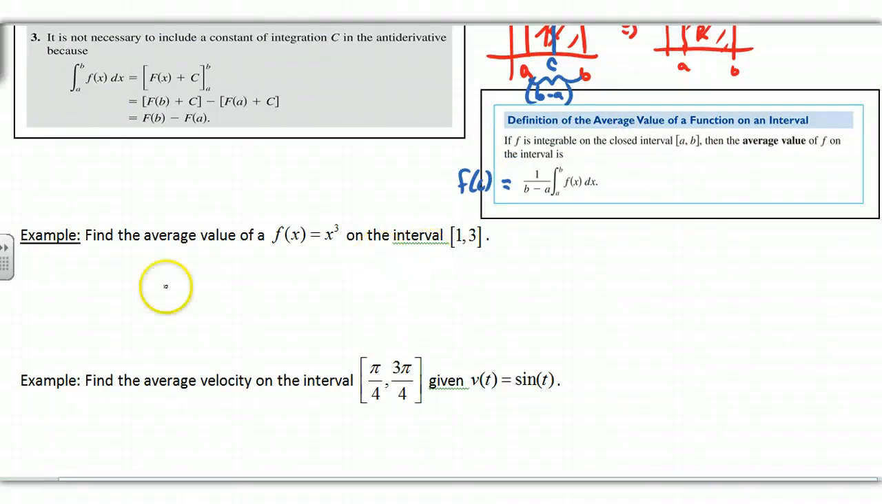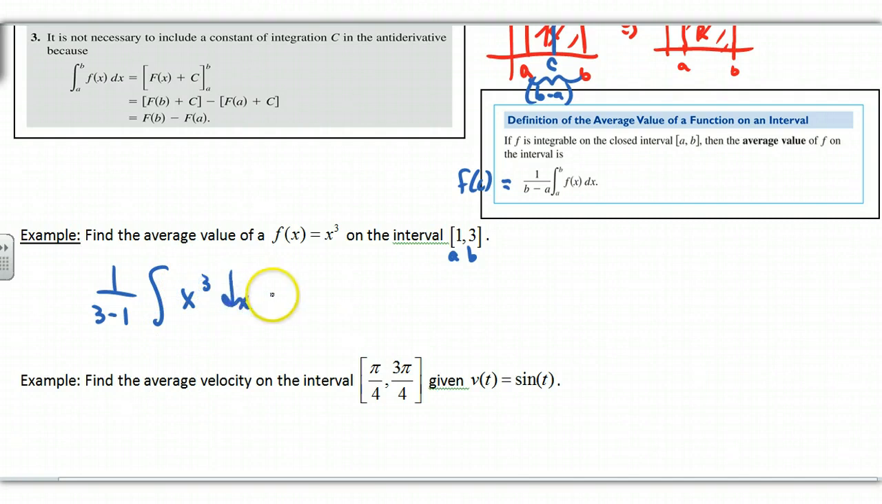Average value of this, so this is my a, this is my b, so all I do is 1 over 3 minus 1 times the integral of x cubed dx. That would give me my average value. So I got to put the limits in here, 1/2 times, what's the antiderivative of x cubed? Well, it'd be x to the 4th over 4. And I'm going to evaluate that from 1 to 3.